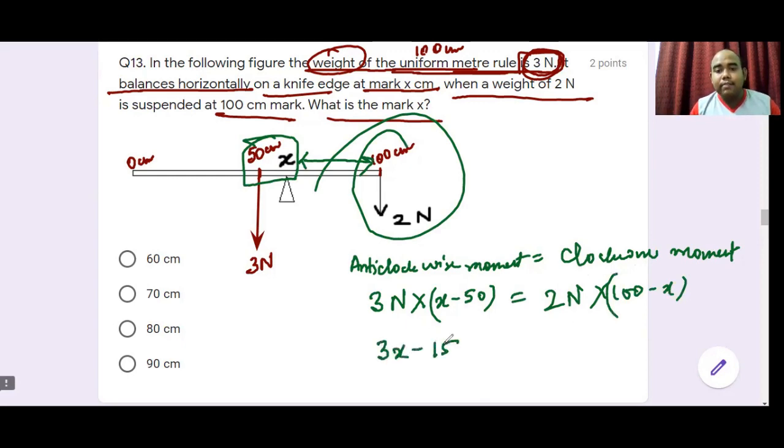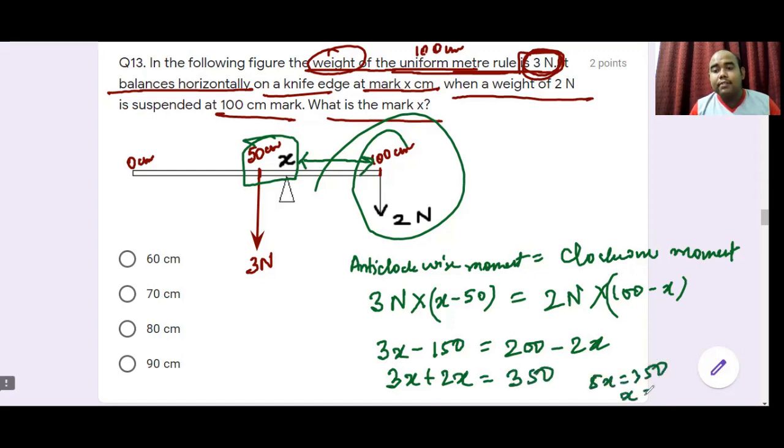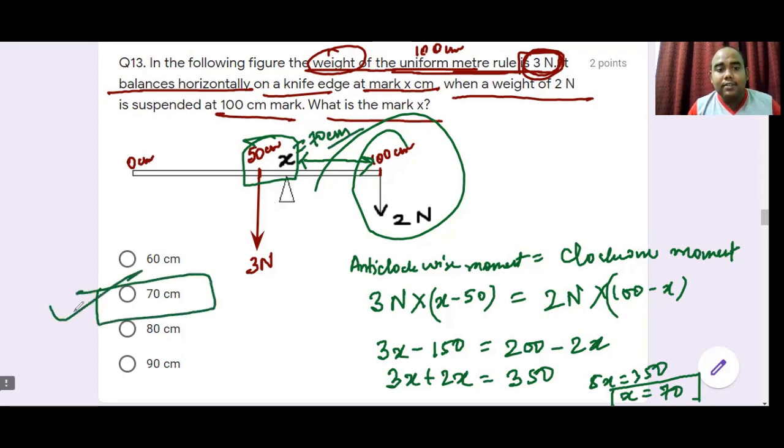3x minus 150 is equal to 200 minus 2x. सॉल्व करो तो 3x plus 2x is equal to 350. So 5x is equal to 350. x is equal to 70. यानी ये x कुछ नहीं है लेकिन 70 सेंटीमीटर है. This is your answer. 70 centimeter is the correct option.